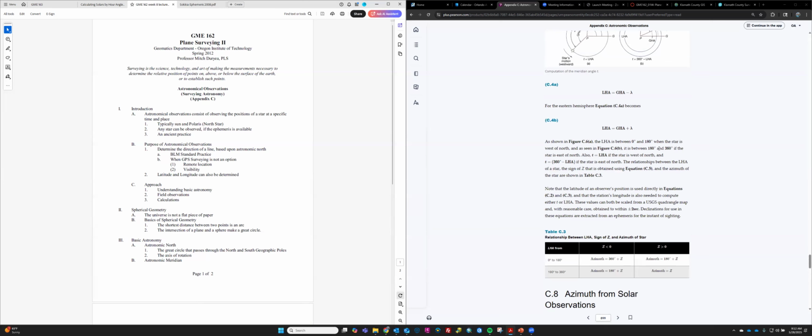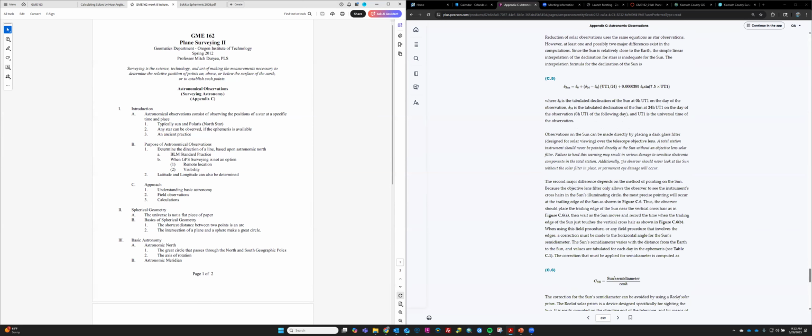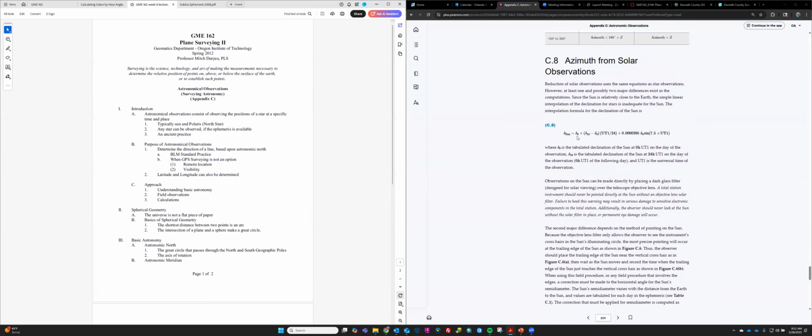It is between 180 and 360 if the star is east of north. Also T, the local hour angle, if the star is west of north. And then we have T equals 360 minus the local hour angle if the star is east of north. The relationship between the local hour angle of the star and the sine of Z is obtained by using equation C.5. So equation C.5 is your sine.